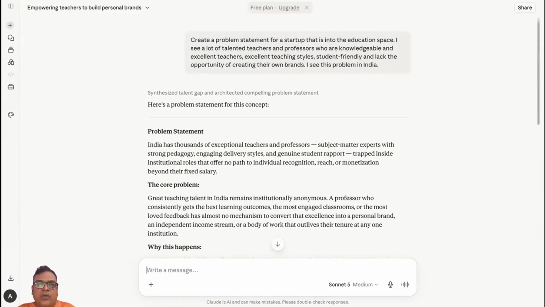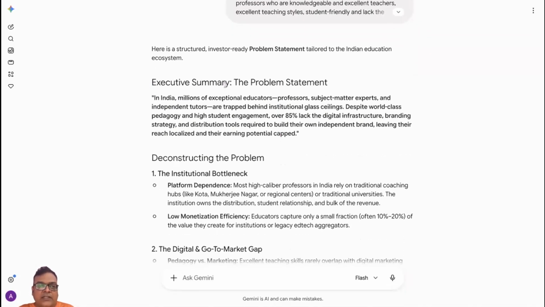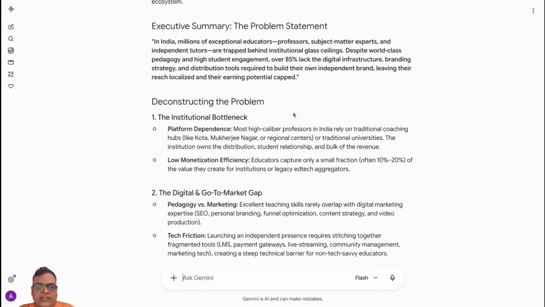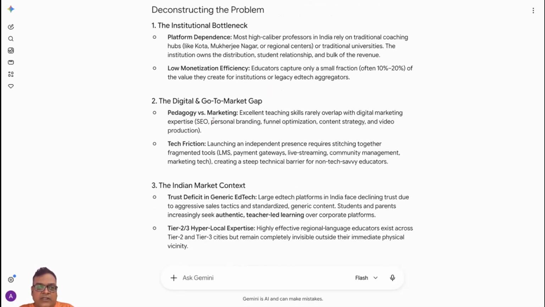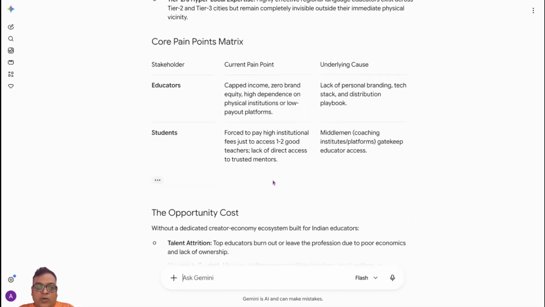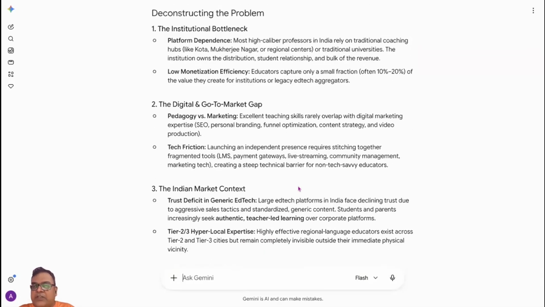Let me now go back. If you look at Gemini, Gemini has called it an executive summary. In India, millions of exceptional teachers, professors, subject matter experts. So the starting is quite similar to that of Claude. They're trapped behind institutional glass ceilings despite world class talent. Then it deconstructs the problem: digital go-to-market gap, Indian market context, core pain points. So if you look at Claude and Gemini, they look quite similar.